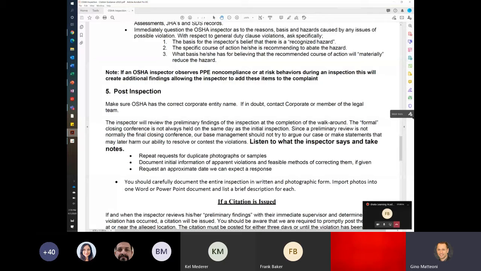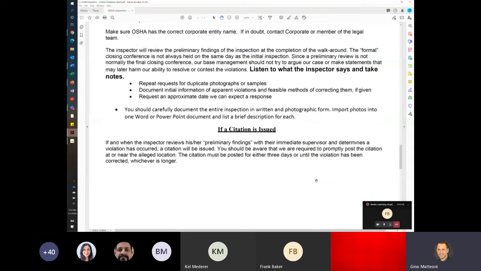So don't be surprised if the closing conference doesn't happen on the same day. And then finally, if citations are issued, I had already mentioned that, please, we need to make sure that you notify Kel immediately, and your respective regional operational leader immediately, so that we can action follow up.